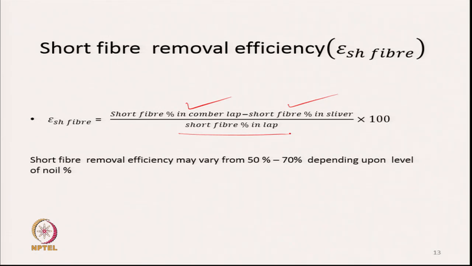That will give me the short fiber removal efficiency, and that value varies between 50 to 70%, again depending upon the noil percentage. So, we should remember that somewhere between 50 to 70% is the efficiency of the machines, and one can find out the short fiber removal efficiency using this simple formula.